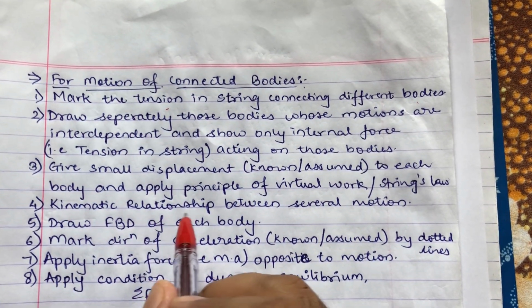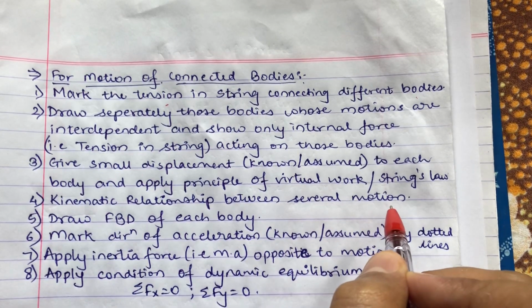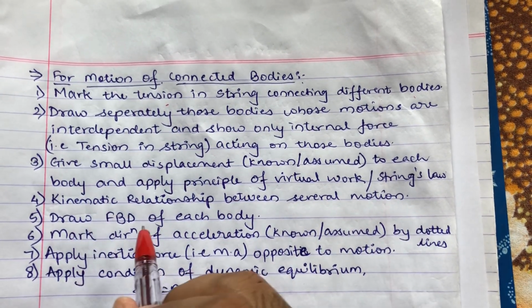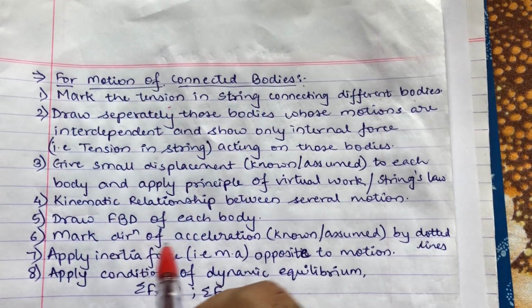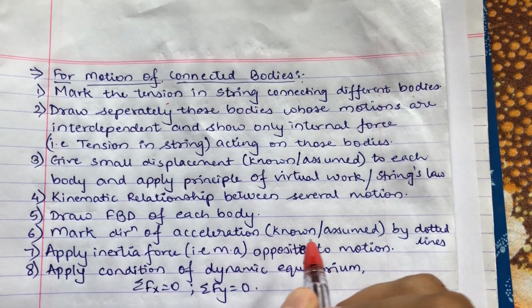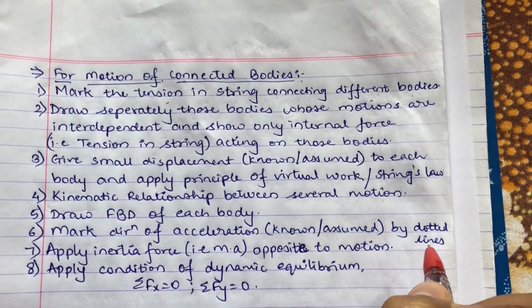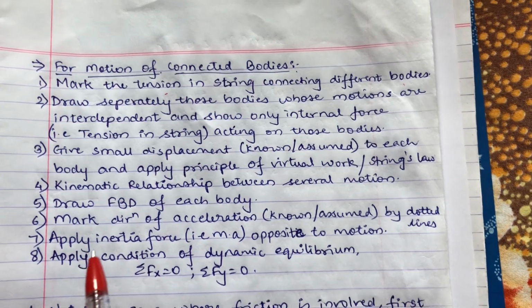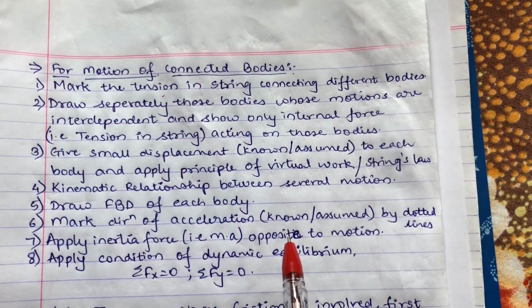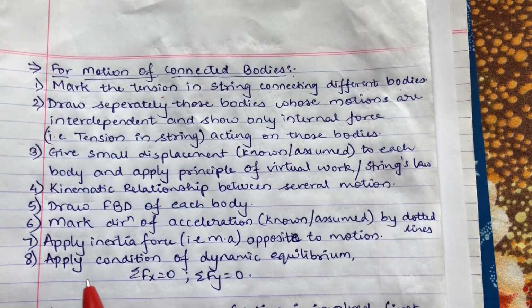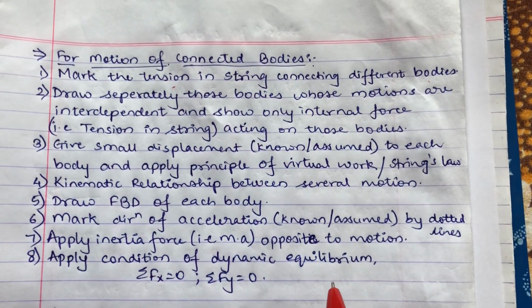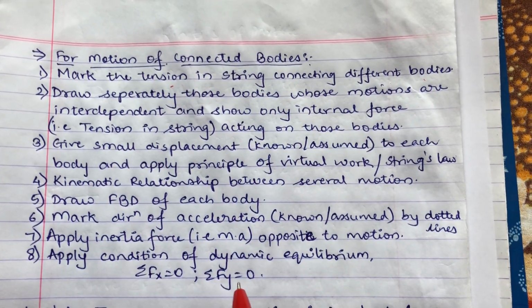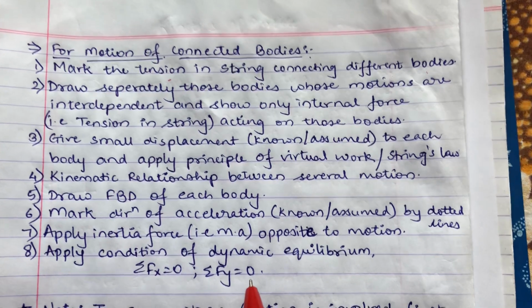Kinematic relationship between several motion. Draw FBD of each body. Mark direction of acceleration which is known or assumed by dotted lines. We have seen earlier, apply inertia force opposite to the motion. Apply condition of dynamic equilibrium which is summation F of x and summation F of y equals to 0.